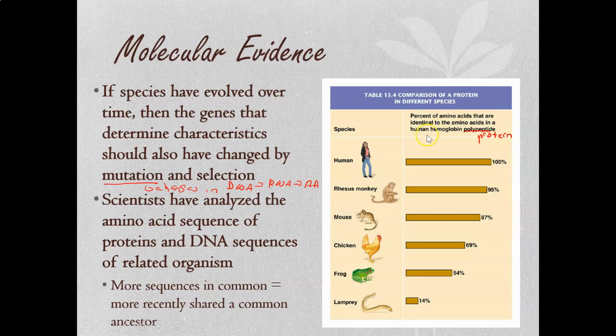So if I'm comparing, and this one is a human hemoglobin, human to human, that should be 100%, because we're taking the same protein out of the same species. But if I compare that hemoglobin protein, which is also important to monkeys to function, we share 95% of those amino acids in common. If I compare human hemoglobin to a mouse, 87% of those amino acid sequences are identical. Go all the way down to human versus a lamprey's hemoglobin, and now we only share 14%.